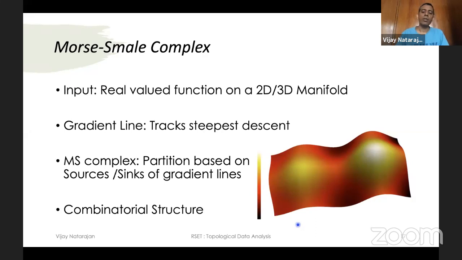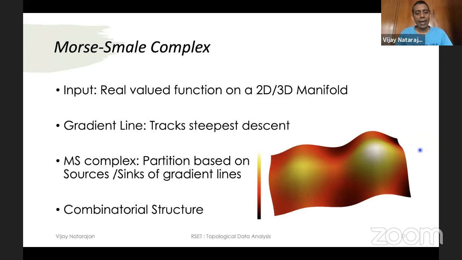The graph of this function is the surface, and the color tells you what is the value of the function at that particular point. So red to yellow. There are these natural peaks in the data, and then there are these natural valleys in the data. My aim is to understand this scalar function, and I want to use topology for this. How do I use topology? I start by talking about gradient lines.